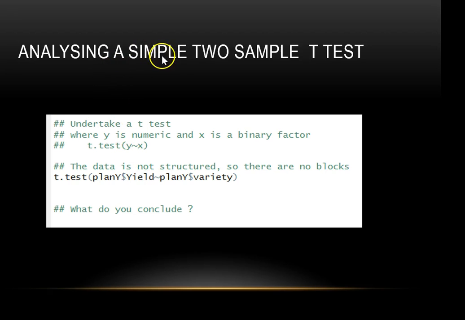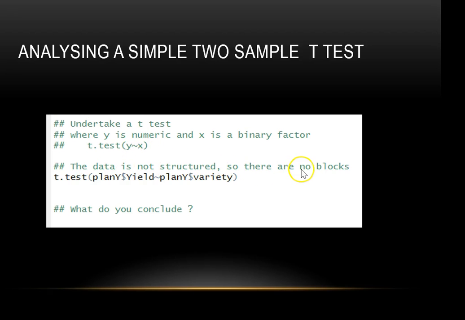And then lastly, we can analyze a simple 2-sample t-test. And here the green is obviously the notes. So I'm just saying we'll undertake a t-test. Y is numeric and X is a binary factor. So what we're saying here, this is the format of the command in R: t.test, open brackets, Y tilde X.